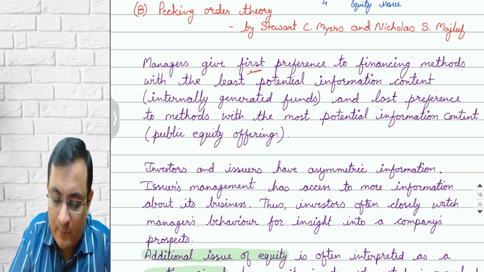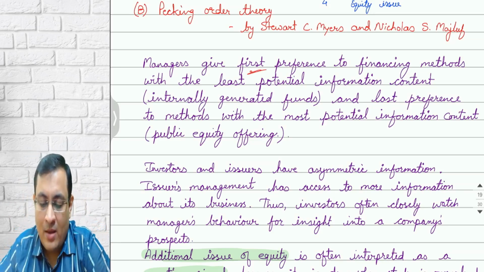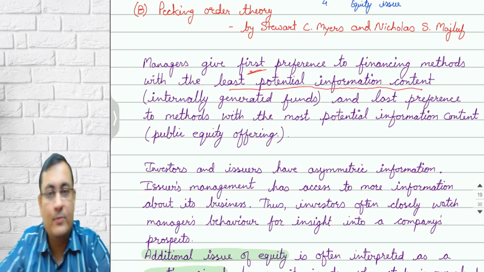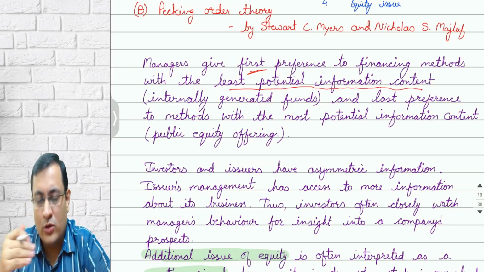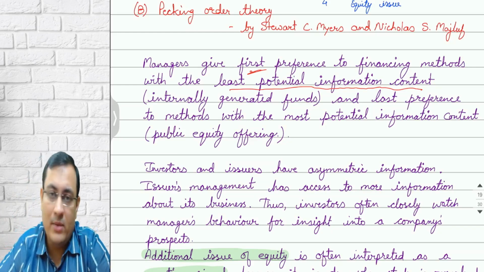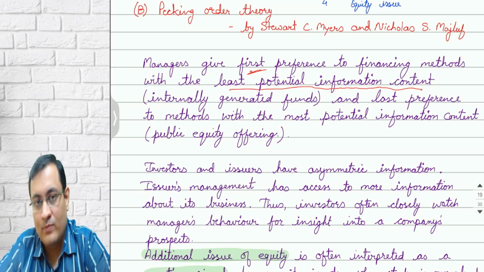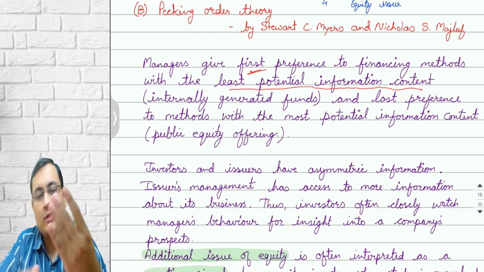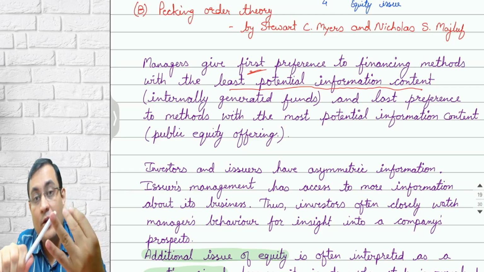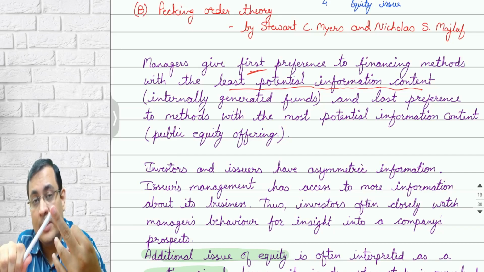What the pecking order theory says is that management will prefer to get finance from the source which has the least potential information content. By using that financial source, the least information will be released to the public. That will be the first source we use. There are four sources: first, your internal accruals, earned and retained by the company; then debt raised from private sources; then debt raised from public sources; and equity, which is of course raised from the public.